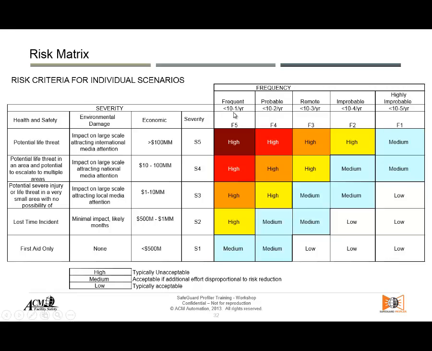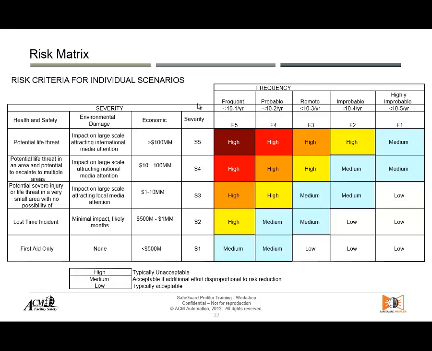Your risk metrics has one axis that is the frequency, and those frequencies have linguistics assigned to them, and we talk about frequent, probable, remote, improbable, highly improbable, and they go with respect to a time frame period, right? So if it is 1 in 10 years, or if it happens at least once in a year or more, then you might say that is a frequent event that is happening.